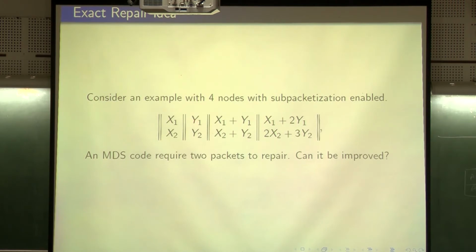You can actually take two times y1 and take this out, and also three times y2 and take this out and divide, and it can get back. So by downloading four symbols, you can always do it. So four symbols, two full packets, which is not the sub packet, two full packets is required to repair. Can this be improved? Okay, that is what I look at.